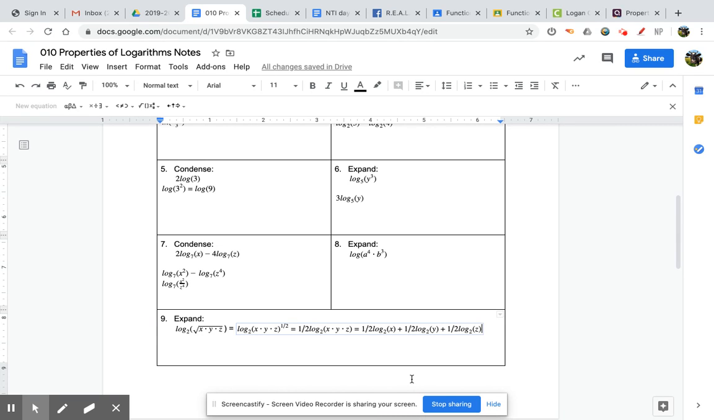The only thing that was new about number 9 is because I have a square root. A square root is the same thing as having something to the 1/2 power. Okay? And right there, those are your logarithmic properties. That should be plenty to get you started on today's quizzes. Please let me know if you have questions about that.